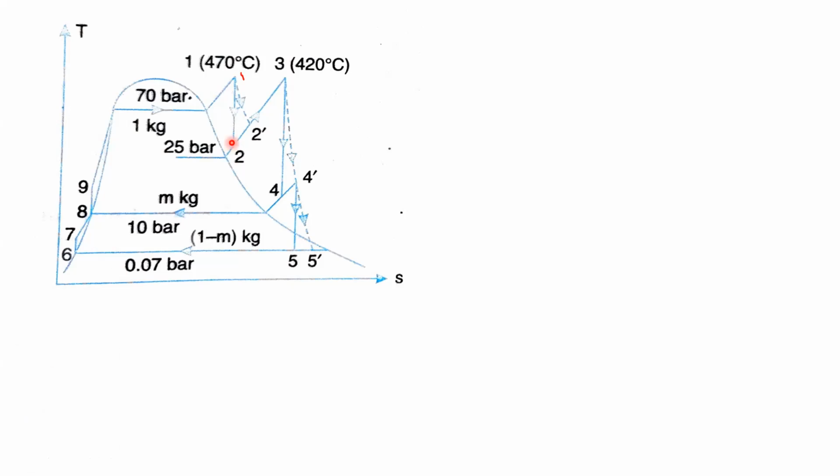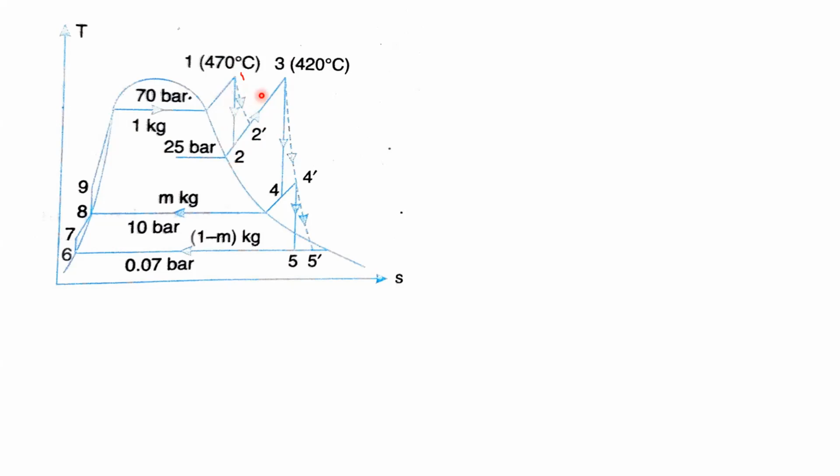Look at this one. In the problem they have also given the isentropic efficiency of the turbine. By that, the actual turbine work is different from the theoretical one. If you look into this diagram, 1 to 2 is the theoretical turbine expansion, where isentropic expansion happens. When you consider 1 to 2 dash, it is the actual turbine expansion process, which happens in the actual manner.